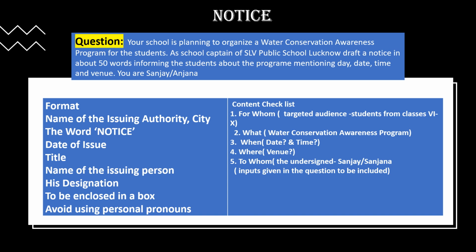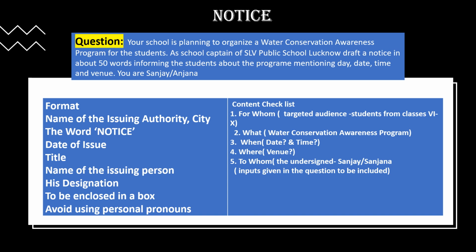All you have to do is to be particular about the format, which includes the name of the issuing authority along with the city name, then the word notice, all in block letters, date of issue to be mentioned, title, and next comes the name of the issuing person and his designation. Remember to enclose your notice in a box and avoid using personal pronouns.